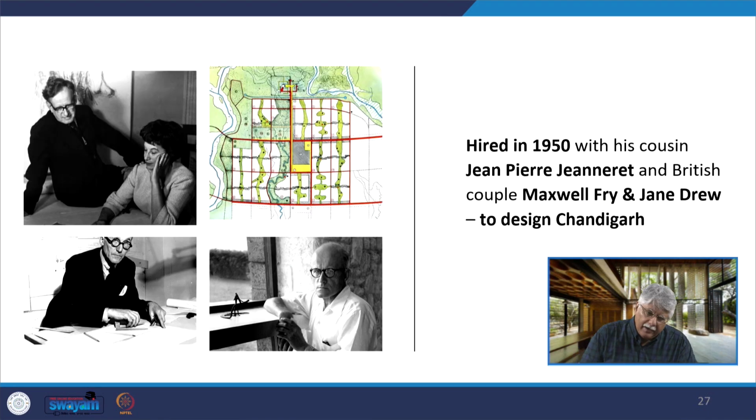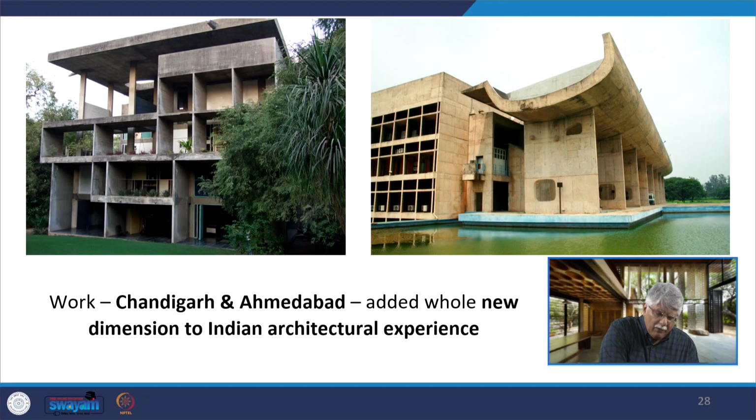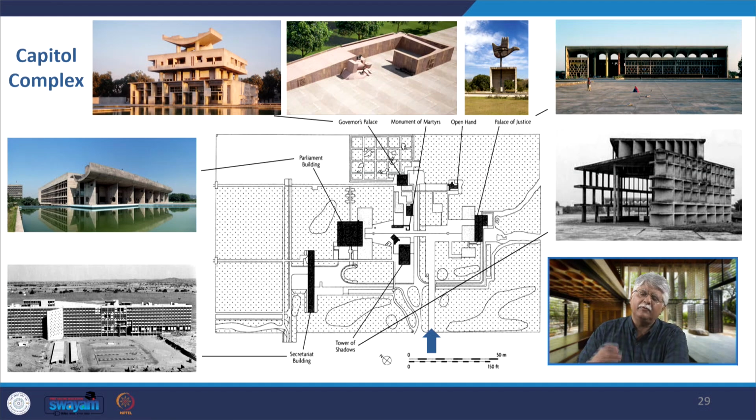Now he was hired in 1950 along with his cousin Jean-Pierre Jeanneret and the couple Maxwell Fry and Jane Drew to design Chandigarh. He worked both in Chandigarh and Ahmedabad and added a whole new dimension to the Indian architectural experience. He designed, for example, the Capitol complex, the centerpiece of Chandigarh, and in this he designed several buildings.